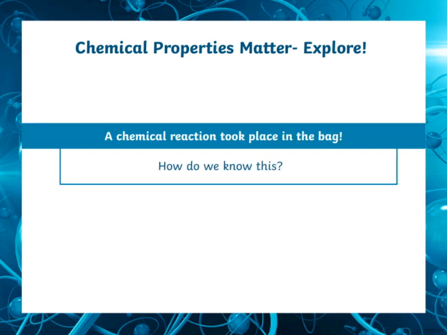So how do we know a chemical change actually happened? It's right there in the bag. A chemical reaction took place. This isn't just about mixing stuff together. It's about how the substances themselves behave, their chemical properties. That's what really matters here. When we explore those properties, we unlock a deeper understanding of the world around us. It's not just science, it's discovery in action.